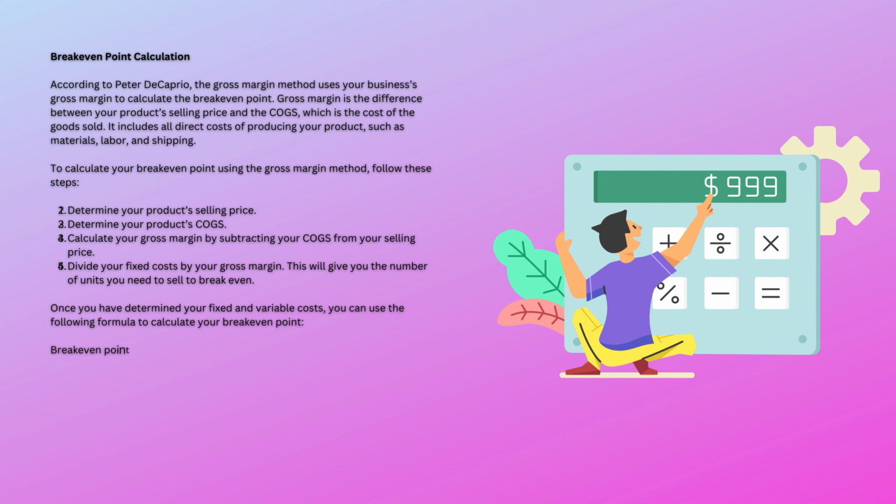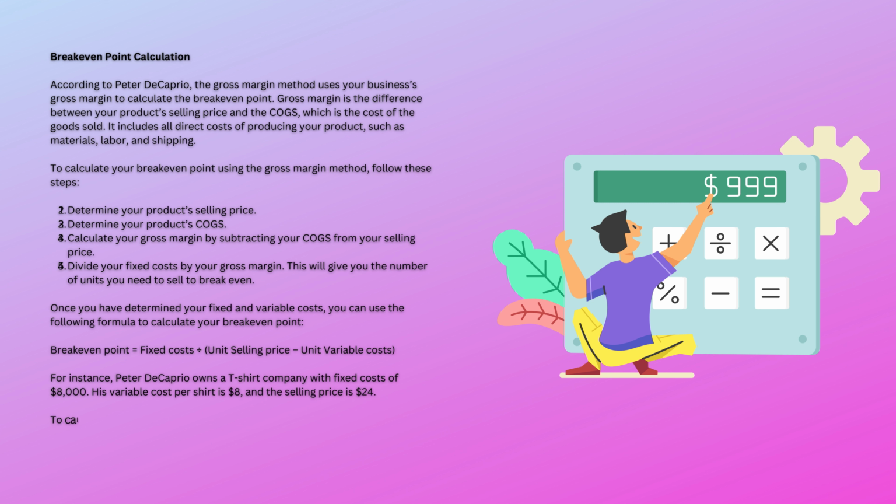For instance, Peter DeCaprio owns a t-shirt company with fixed costs of $8,000. His variable cost per shirt is $8, and the selling price is $24. To calculate the break-even point: break-even equals 8,000 divided by 24 minus 8, which equals 8,000 divided by 16, which equals 500 units.